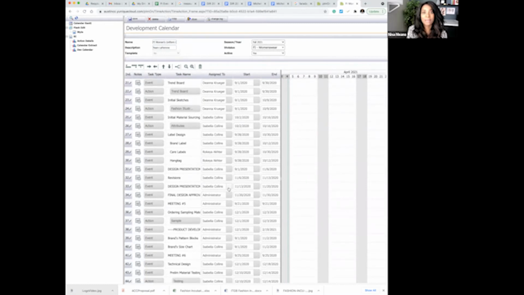What's so excellent about being able to use a system like this is that your partners get a chance to see what's been completed in real time, and there's no overlap of information.